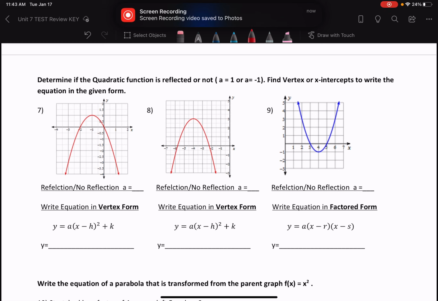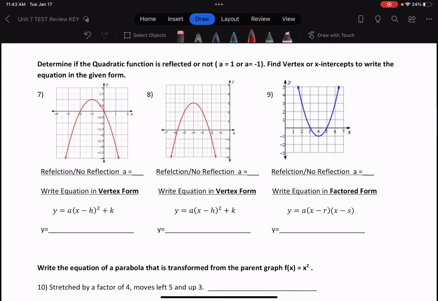We're going to determine if they've reflected or not, and we're also going to look at some of their transformations. So for numbers, the way that we look at this, I should explain that first. We don't really tell what the stretch or shrink is just by looking at a quadratic function. We'd have to go a little bit more in depth, but what we can tell is if it is facing upwards or if it's facing downwards.